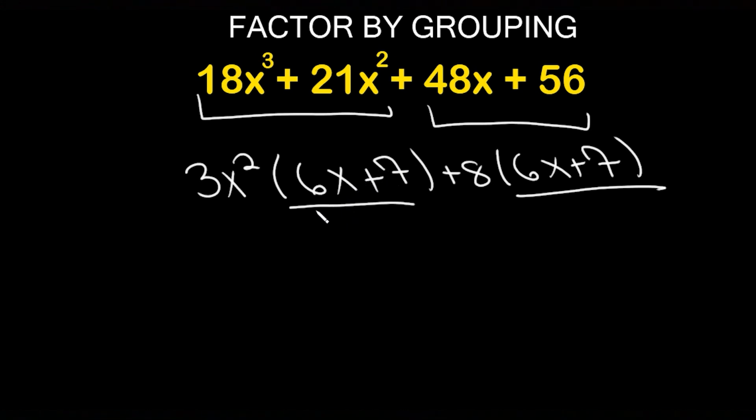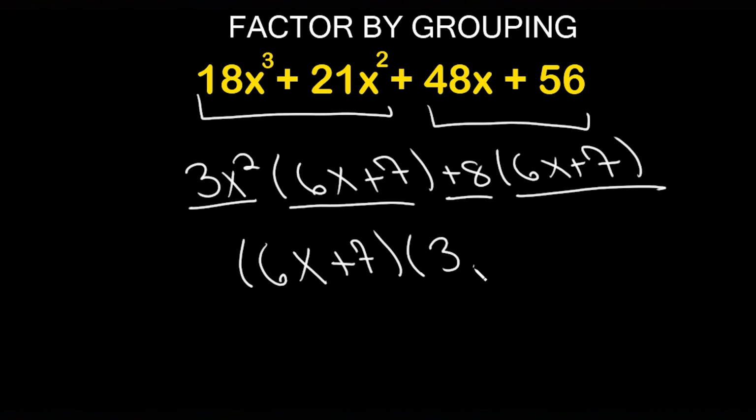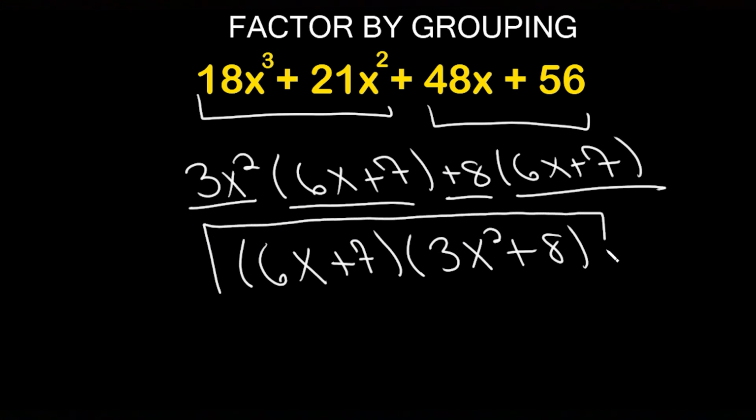So to factor it, you just write the common factor one time, 6x plus 7. And then you write your outside values together. My outside values going left to right, I have 3x squared and then plus 8. So in parentheses, I'm going to put 3x squared and then plus 8. All right, and that is it. So this problem's done. We just went ahead and factored it. And again, we did that by factoring by grouping. All right, let's go ahead and try another example.